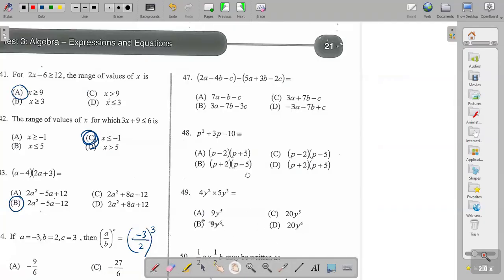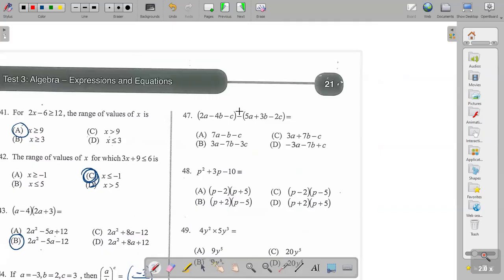So this is a lot, but let me show you how you work this out. So this minus is going to affect everybody here. So this is going to stay the same. So this is going to be 2a minus 4b minus c. So this is going to become minus 5a. It's almost like you're multiplying by negative 1. This is going to become minus 3b. And this is going to become plus 2c. Why is it plus 2c? Because when this negative and this negative come together, it becomes a positive.